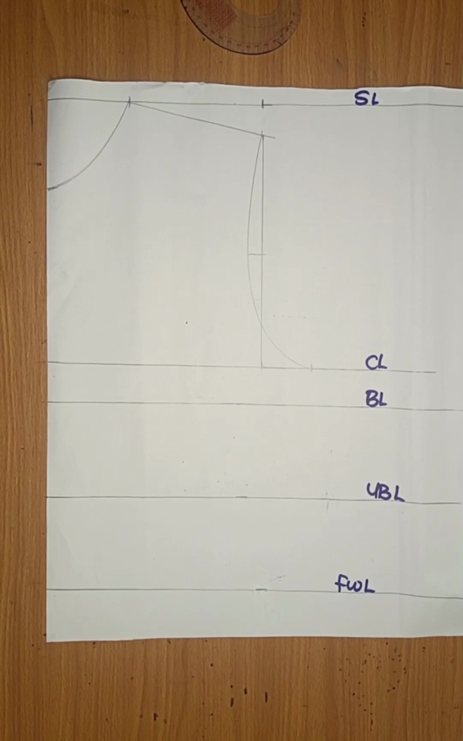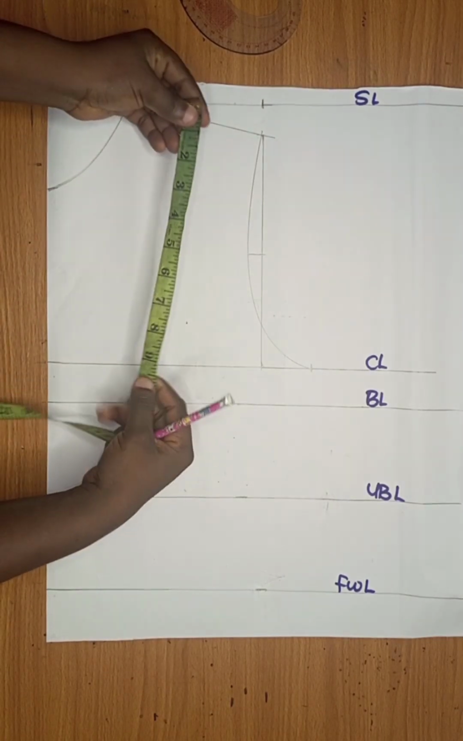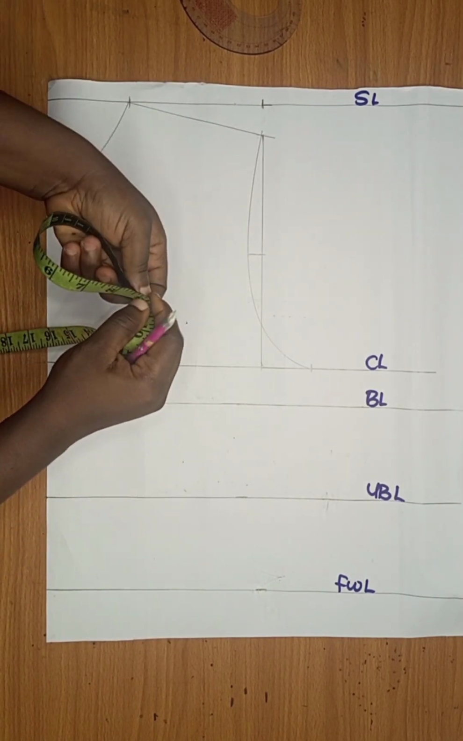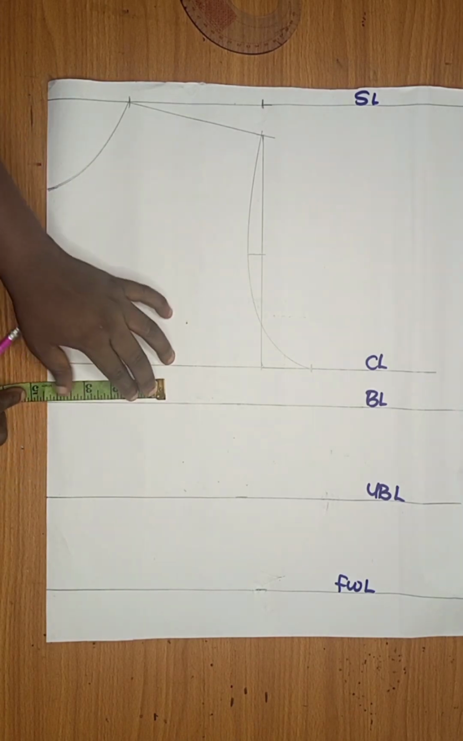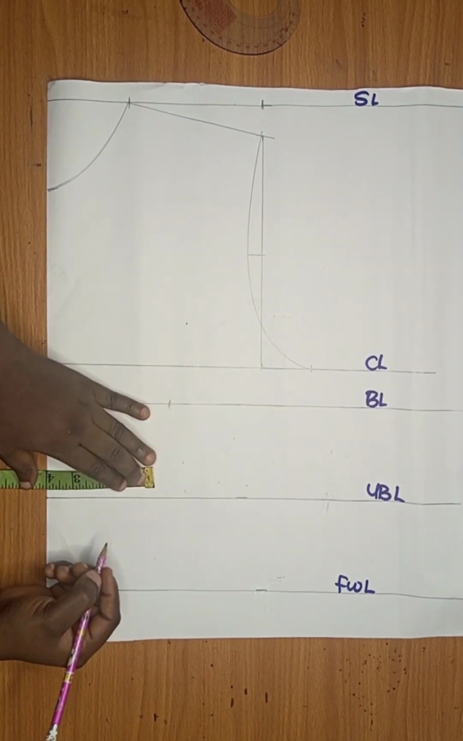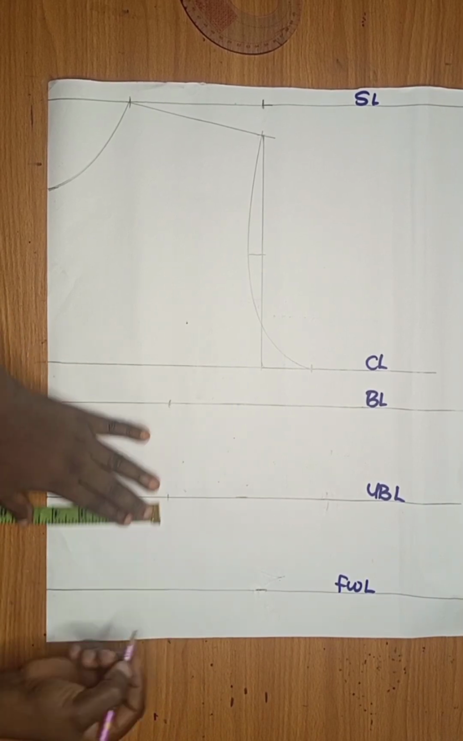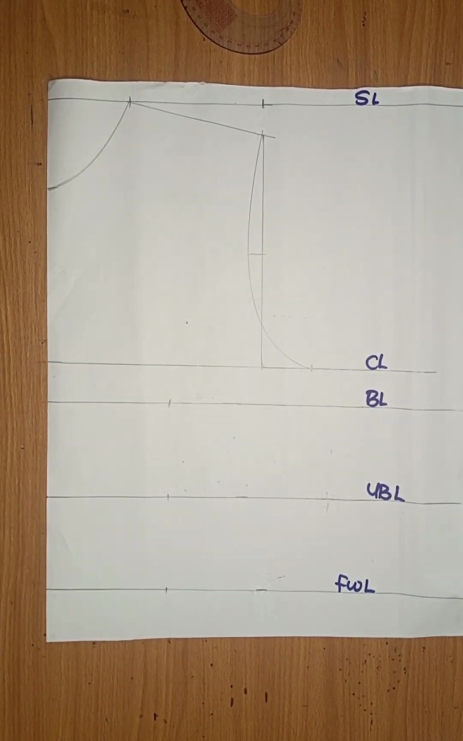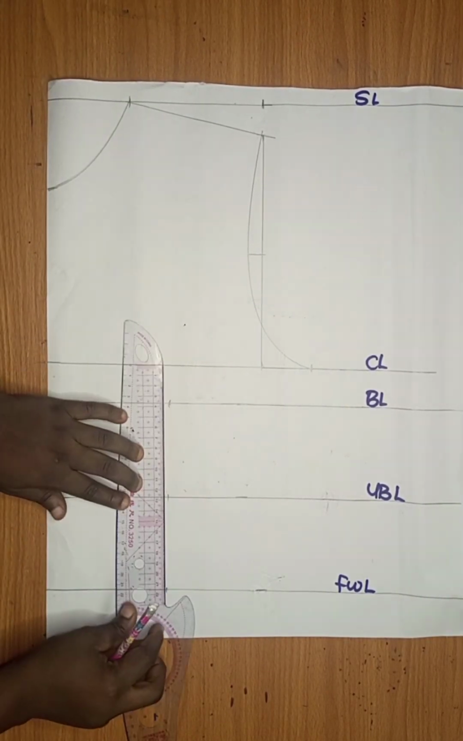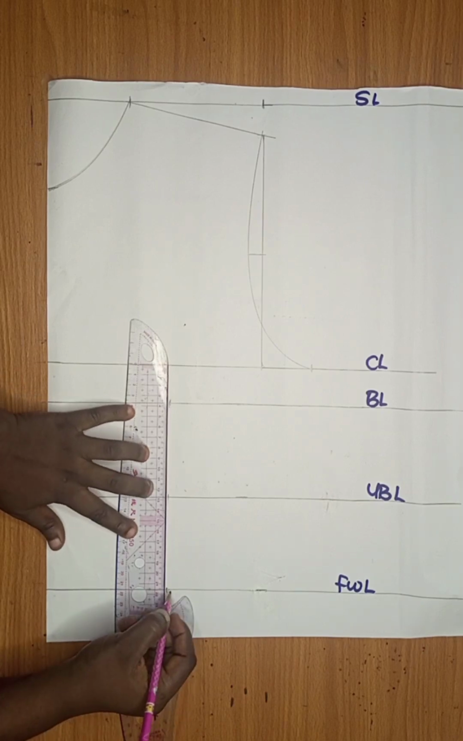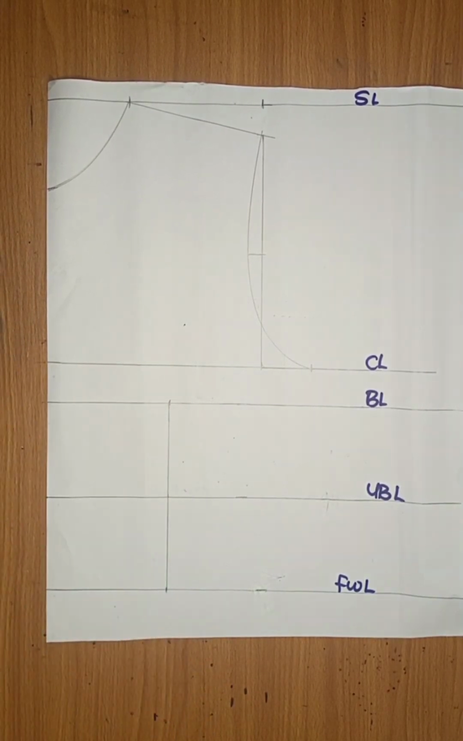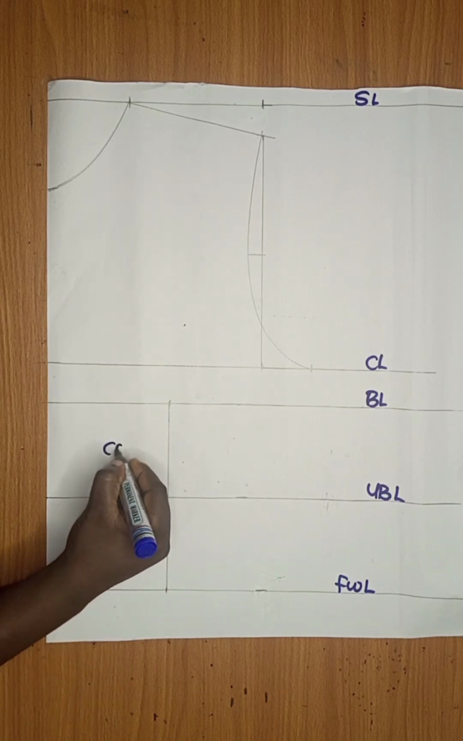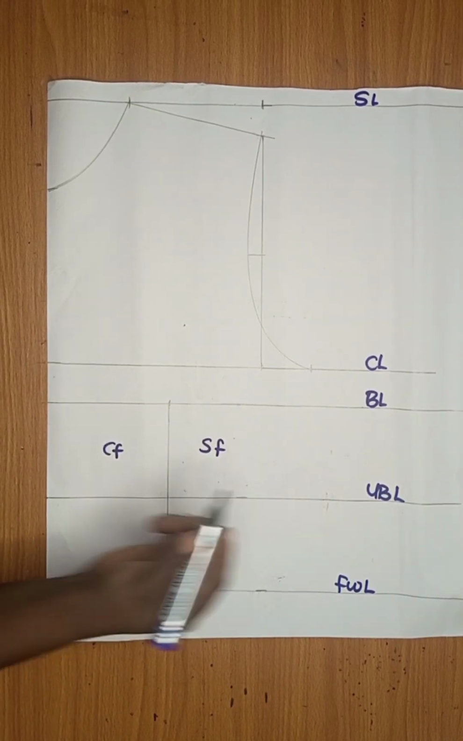Now after doing that, the next thing I will do is to divide my nipple to nipple measurement by 2. So I'm making use of 9 inches. I will divide it by 2, which I got 4.5 inches from my bust line. I'll mark that 4.5 inches on my under bust line and then my front waist line. Now I will go ahead to connect those points together. So after connecting the points together, this is my center front and this is my side front, okay?